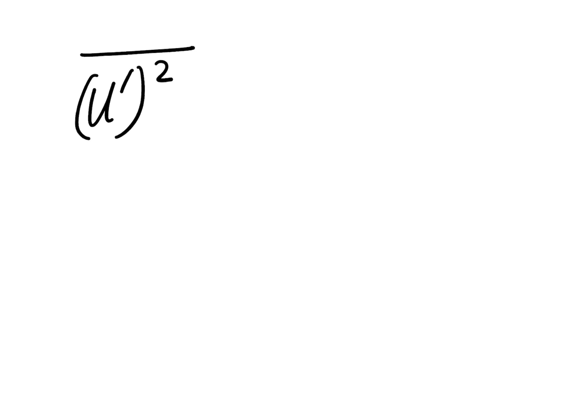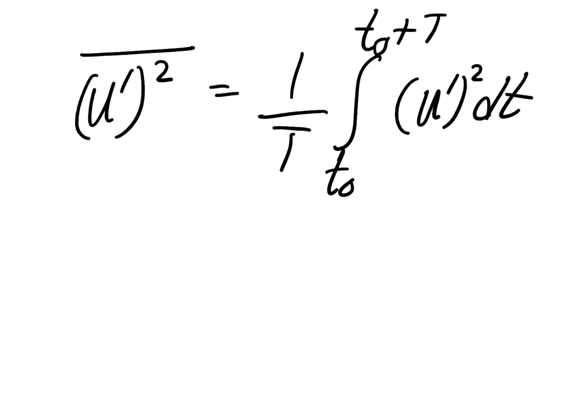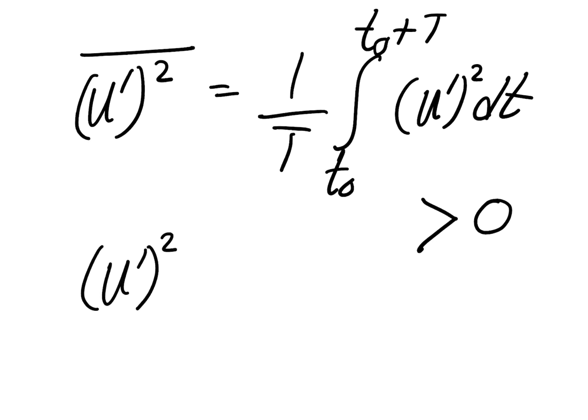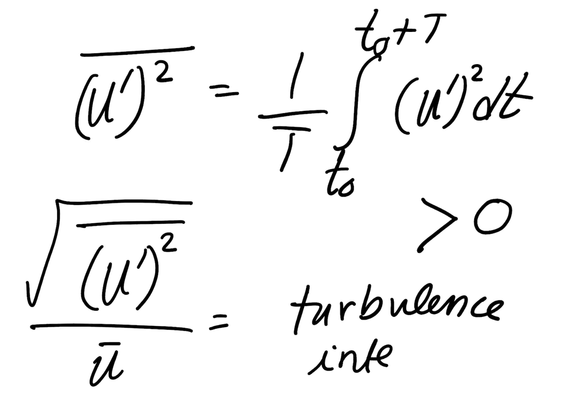But if we take the product of the fluctuations and then take their average, what you would get is the integral from T naught to T naught plus T of U dash squared dt. This is a quantity whose value is going to be more than 0. It's always positive. And this quantity here, square root of u dash squared divided by u bar, is called the turbulence intensity. Obviously, this will not have any unit.